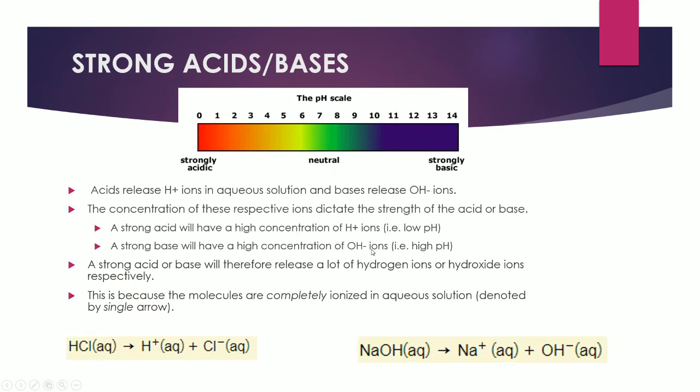So what defines a strong acid or a base? Well, acids, remember, release hydrogen ions in aqueous, and bases release hydroxide ions. The concentrations of these respective ions dictate the strength of the acid or base. A strong acid will have a very high concentration of hydrogen ions, resulting in a low pH, and a very strong base will have a very high concentration of hydroxide ions, resulting in a high pH. So a strong acid or base will release a lot of these hydrogen or hydroxide ions, respectively.